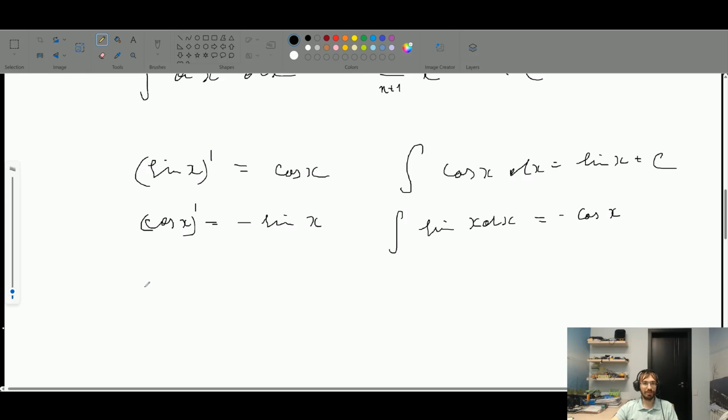Another interesting function is e to the power x, because the derivative of e to the power x is not changing and stays the same as e to the power x. Therefore, the integral of e to the power x will also be e to the power x dx.